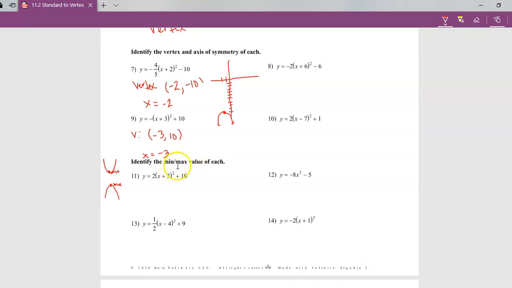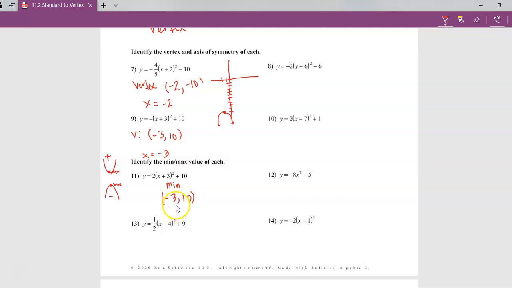So this is asking us to identify the min or max, which means we need to find the vertex again. Once we have the vertex, we need to state whether it's a min or a max, right? So it's going to be a min if the a out front is positive, this a right here. It's going to be a max if a out front is negative, right? So this one's going to have a min because the 2 out front is positive, so it's going to be opening upward, concave upward. And the vertex is at negative 3, 10, so that's the coordinates of that min.